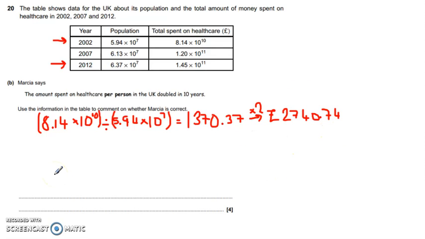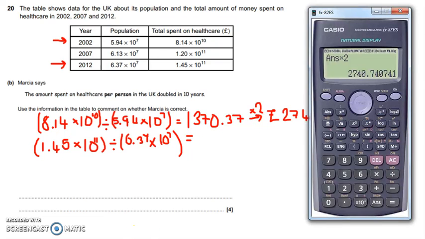Alright, so 2012, the total amount spent on healthcare was 1.45 times 10 to the 11. And again we're going to divide it by the population, which in 2012 was 6.37 times 10 to the 7. Okay, and we're going to use our calculator to work that out. So let's type that in.